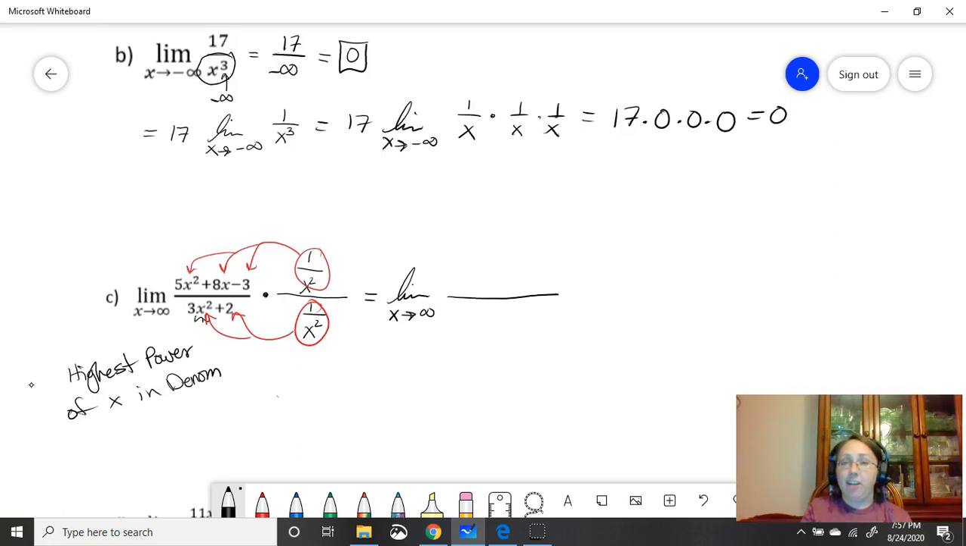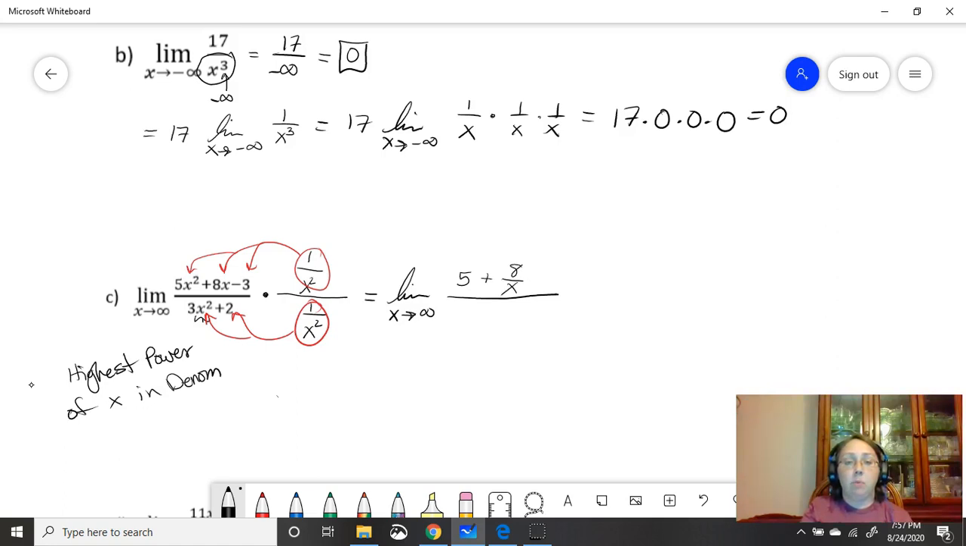All right, so if you paused it, great. If not, go do it. So 5x squared divided by x squared, that leaves you with just a 5. 8x over x squared. So one of the x's will cancel, and you're going to be left with one of the x's on the bottom. Be careful to keep track of things.